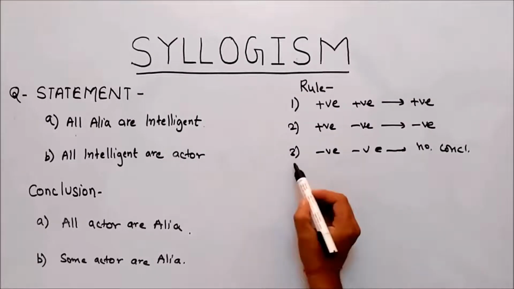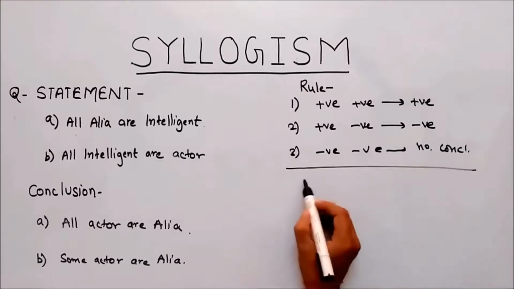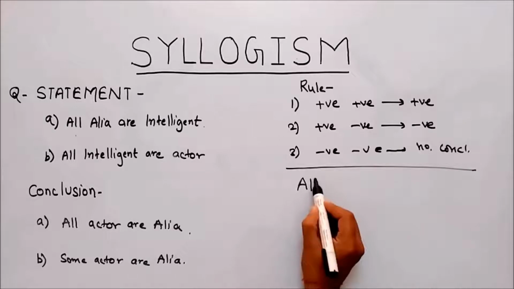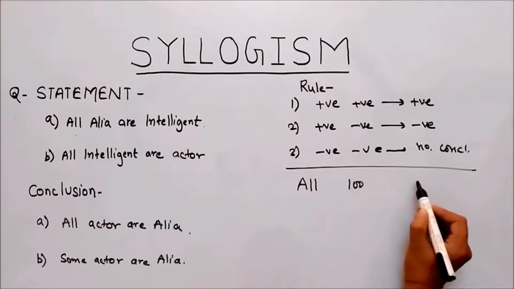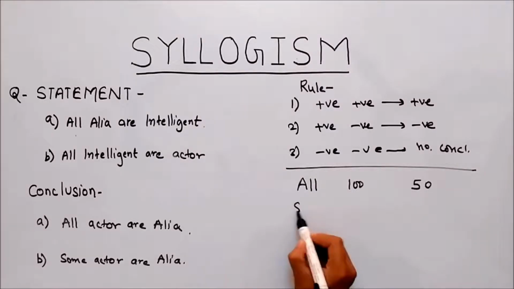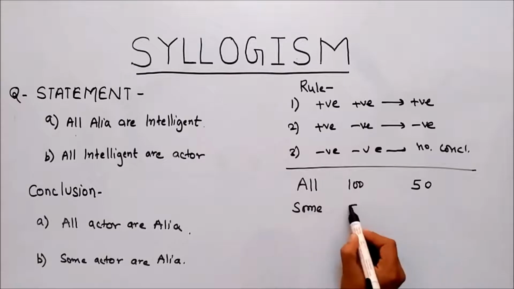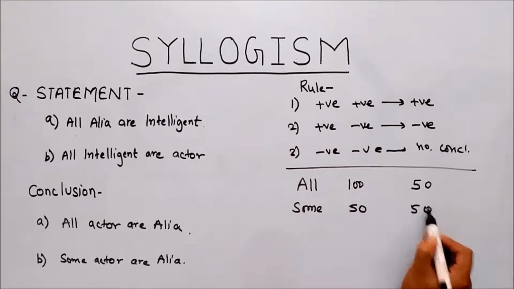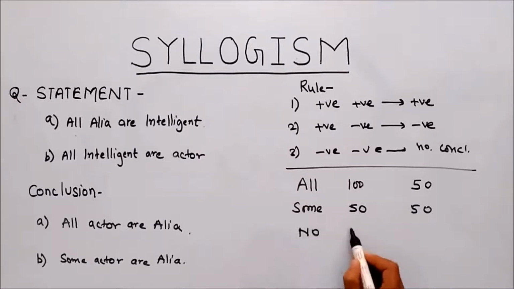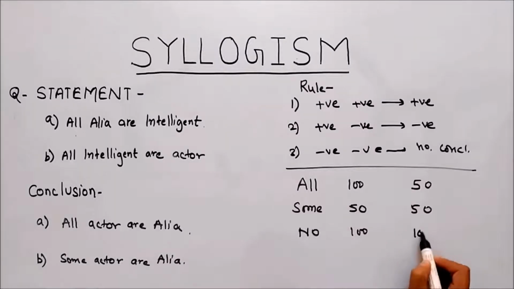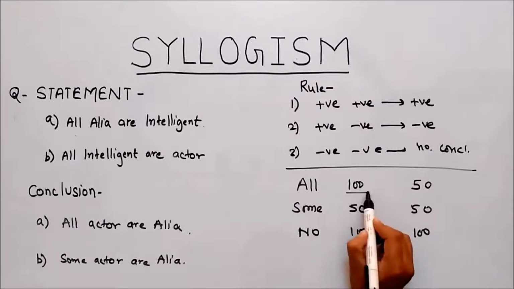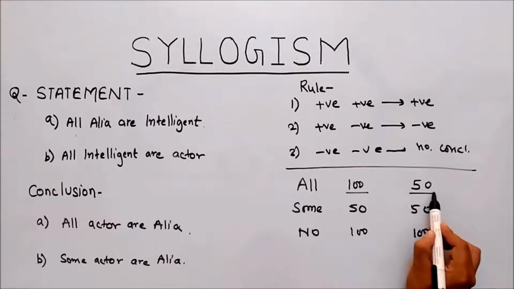Now the second rule: we have certain values for codes. For example, for all, we have 150. For some, the code is 50 and 50. For no, it is 100 and 100. Here 100 is the subject and 50 is the object.